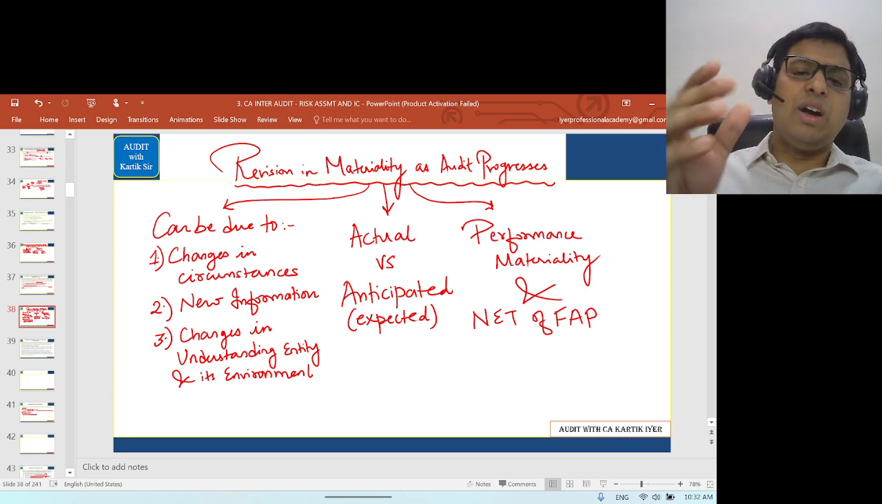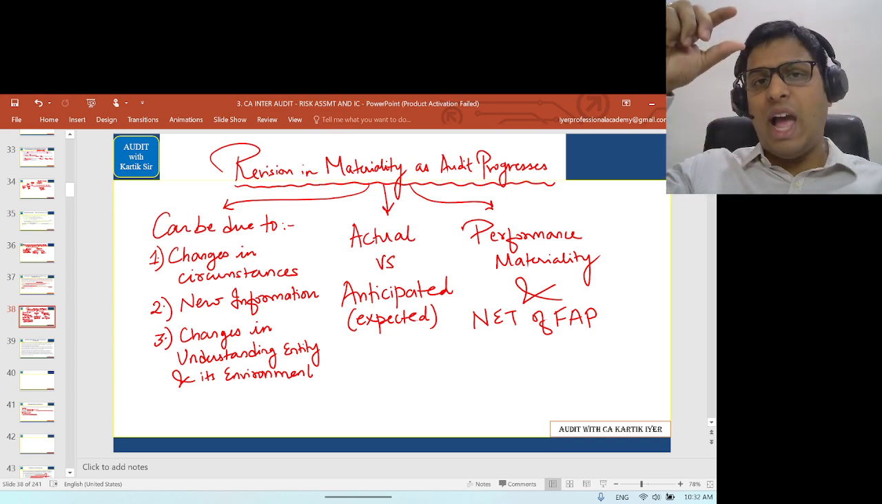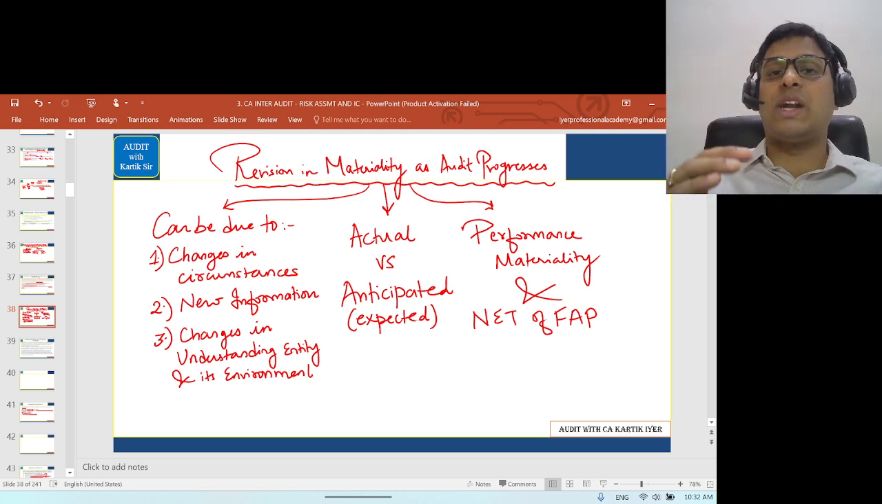Okay. Also in revision, you will see what is the actual figure and what you had expected, that is anticipated, and the difference between that can be big. Only if the difference is big, in that case, you will prefer revising the materiality benchmark. Okay. Finally, you will keep performance materiality in mind, and I think it is very clear that performance materiality can change.